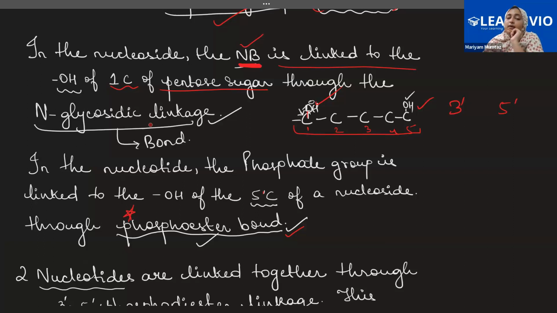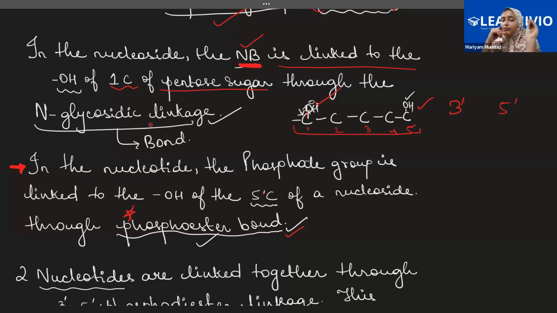Now, in the nucleotide, the phosphate group is an extra group that attaches to the hydroxyl group of the 5th carbon of the nucleoside, and the bond it forms is the phosphoester bond. So up until now, we have discussed two bonds: the first is the N-glycosidic linkage and the second is the phosphoester bond.